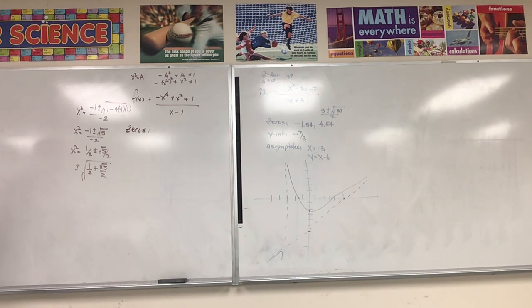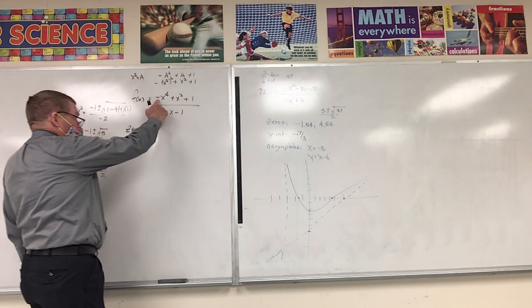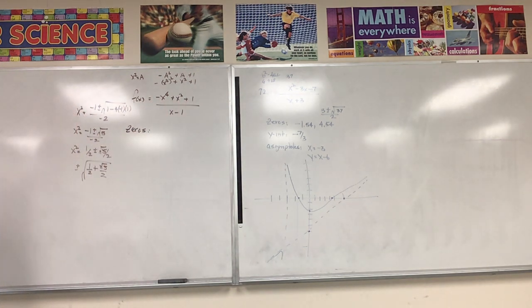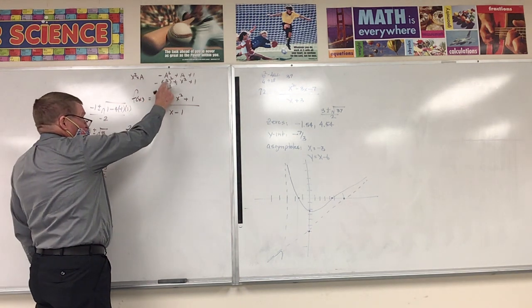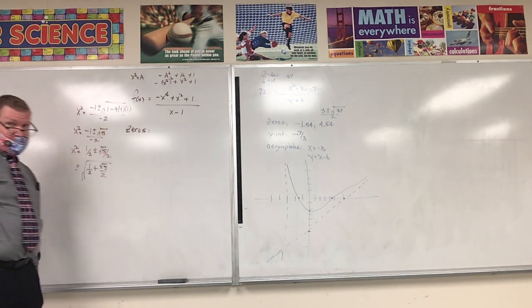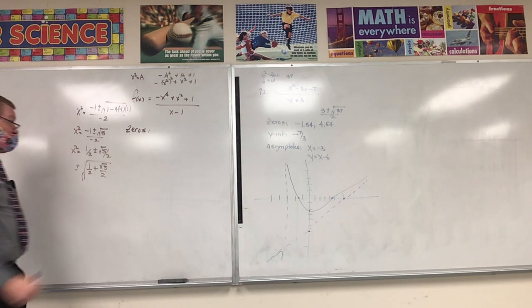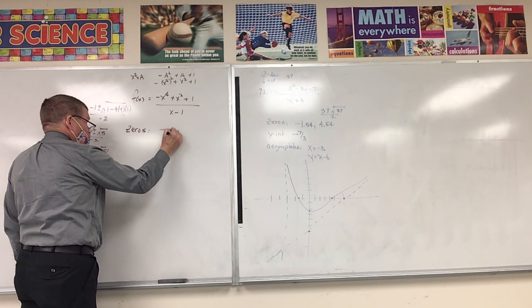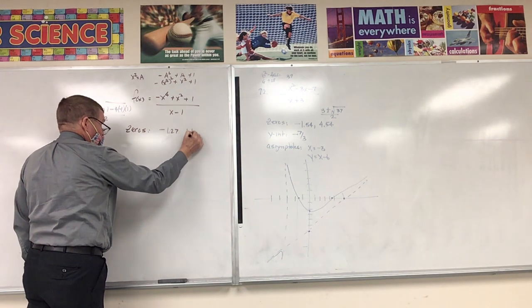And if somebody else has a calculator, go ahead and graph negative x to the 4th plus x squared plus 1 and find your zeros that way, and see if they match. So why is it x squared equals that? Because the way I did my substitution, my x is really x squared. 1.27. So we have a negative 1.27 and a positive 1.27.